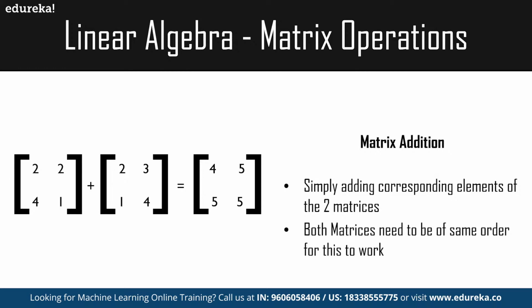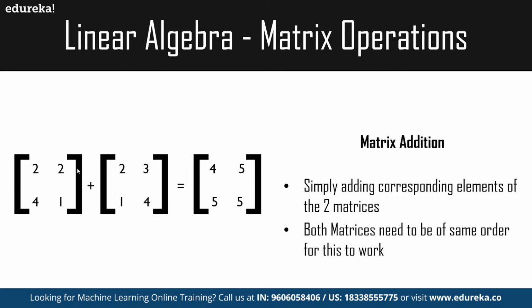First of all, we have addition. Matrix addition is a simple process of adding the corresponding elements of two different matrices. For example, we have the matrices 2, 2, 4, 1 plus 2, 3, 1, 4, and we have to add these two matrices together. We can write this simply as C equals A plus B, where A and B are the two individual matrices.